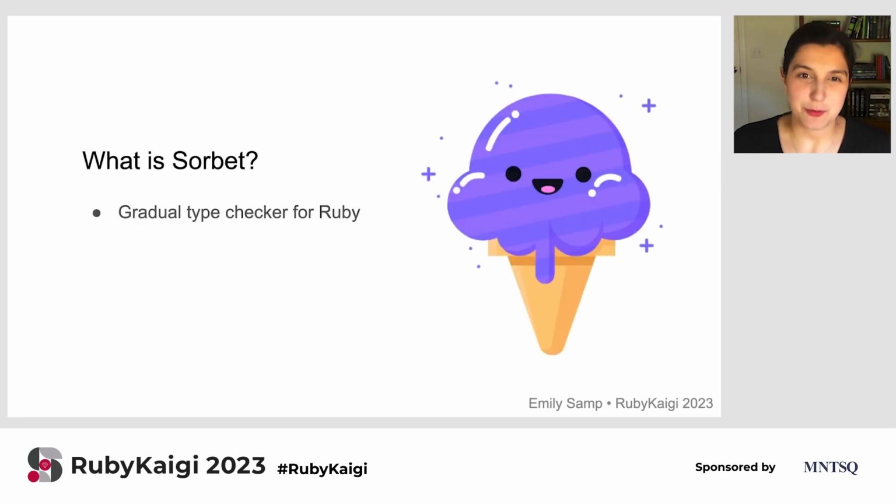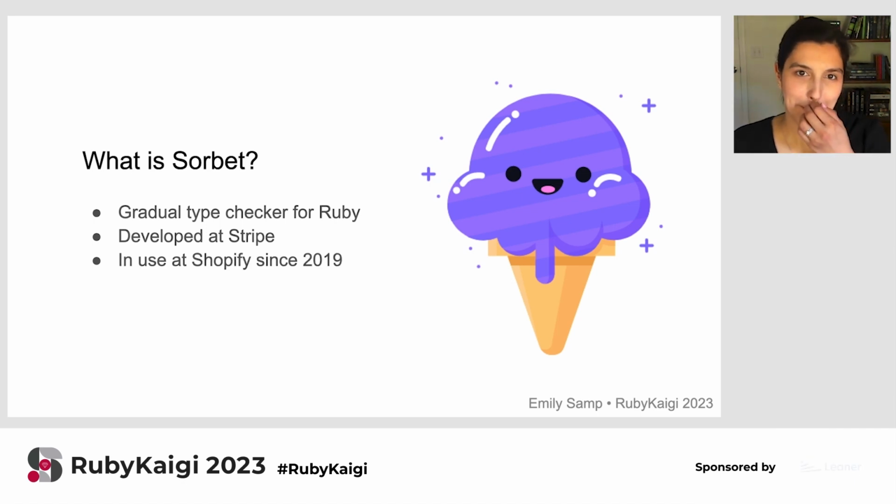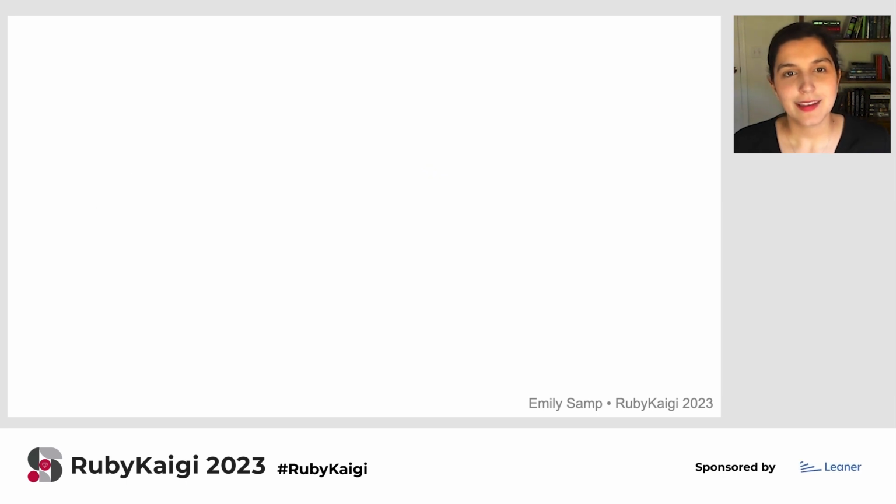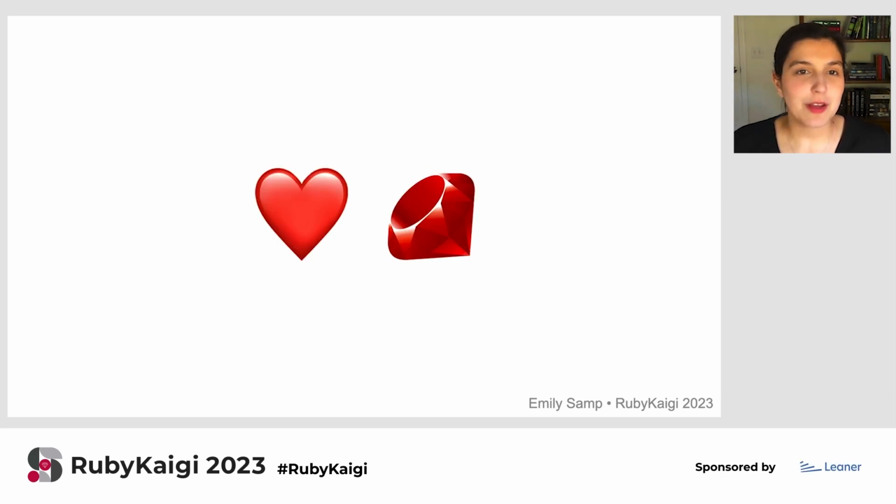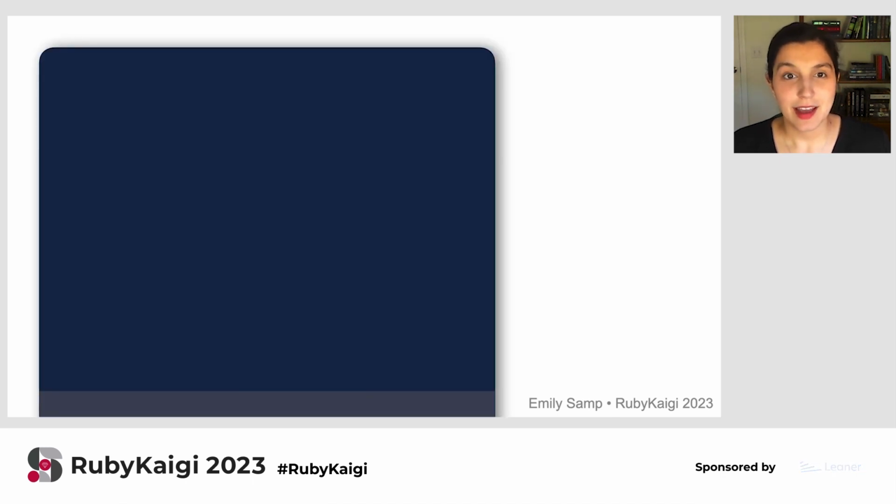Sorbet is a gradual type checker for Ruby. It was developed at Stripe, and we've been using it at Shopify since 2019. Now, if you're like me, you love Ruby. You love how flexible and expressive it is, how it allows or even encourages developers to harness the power of metaprogramming and duck typing. However, this flexibility comes at a cost.